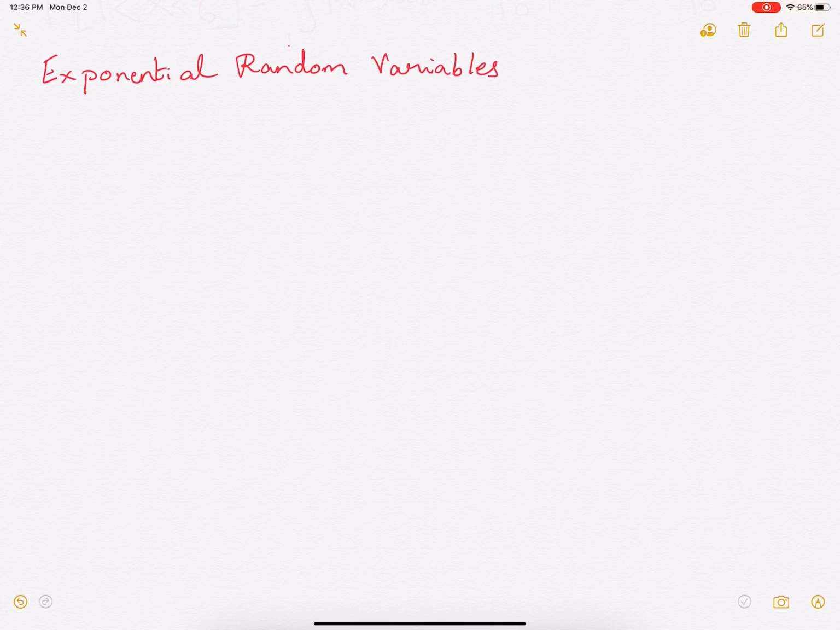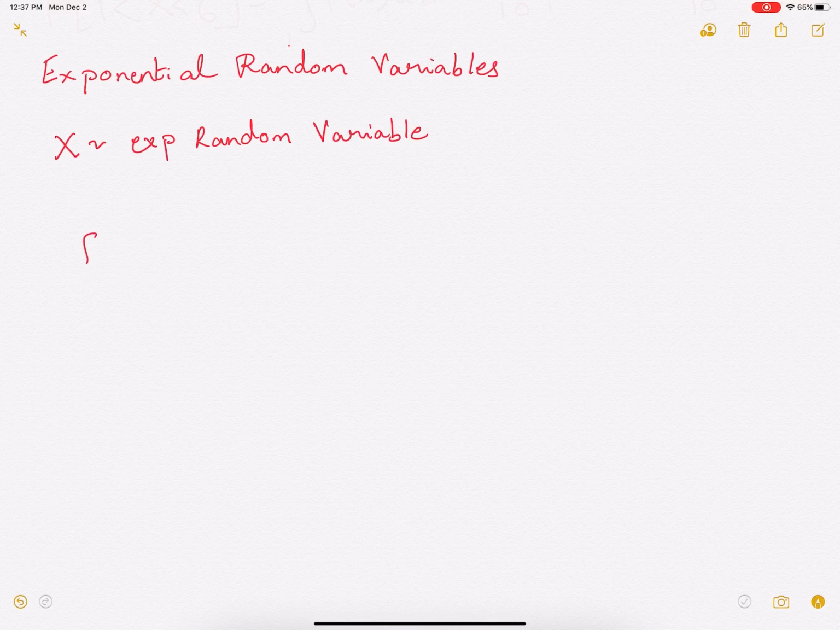Hi everyone, in this video we'll study exponential random variables. An exponential random variable is a continuous random variable. So let us assume that X is an exponential random variable and its PDF, or probability density function, is given by this form.